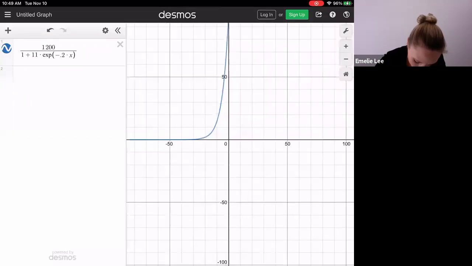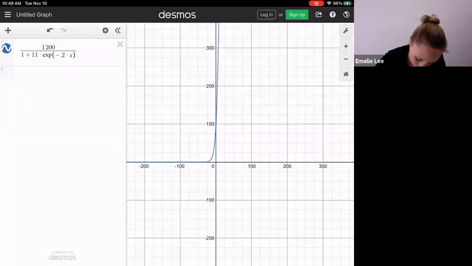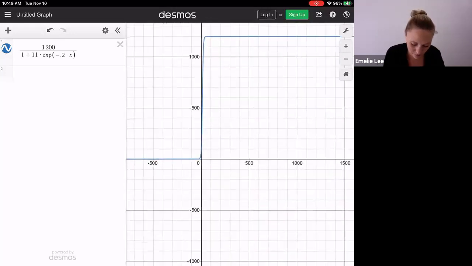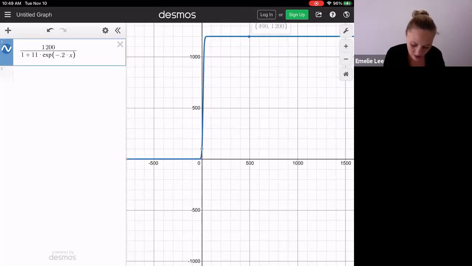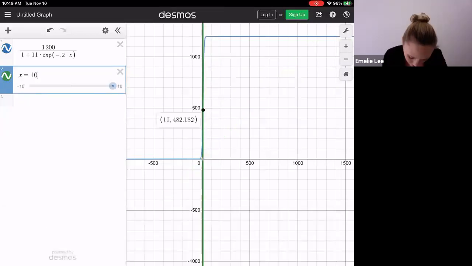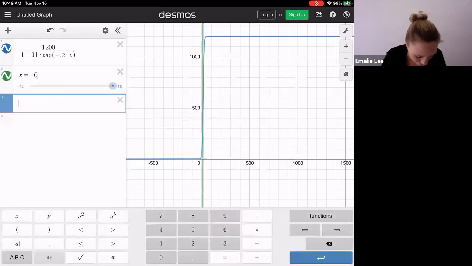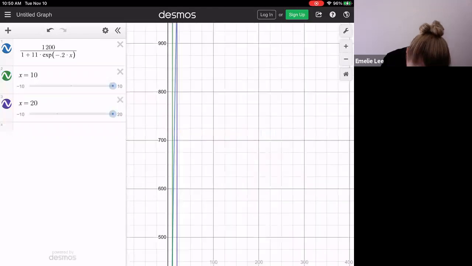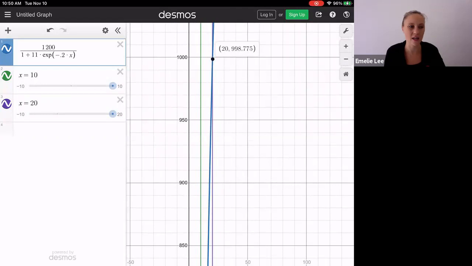Okay. So this thing looks like this, and we can zoom out, and notice what happens: things start to plateau off, right? As x goes to infinity, things go to 1200. So at 10 years, that's the one we found. At x equals 10, we have the intersection there at 482. Okay. That's what we found. So we can do another one. We wanted to find x equals 20. X equals 20 is here at 998.775.